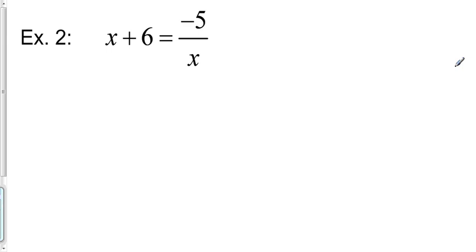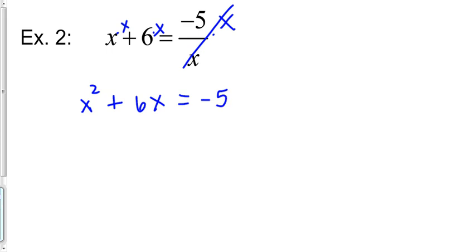Let's try another example. So this time I have x plus 6 equals negative 5 over x. I only have one fraction here, the negative 5 over x. So multiplying by the denominator is super easy this time. I need to multiply everything by x in order to cancel out my fraction. Everything in the equation needs to get multiplied by x. Now let's rewrite what we've got. X times x is x squared plus 6x equals, over here I canceled out the x's and I just have negative 5. Now let's set this equal to 0.